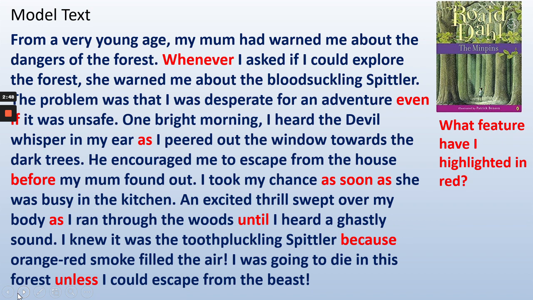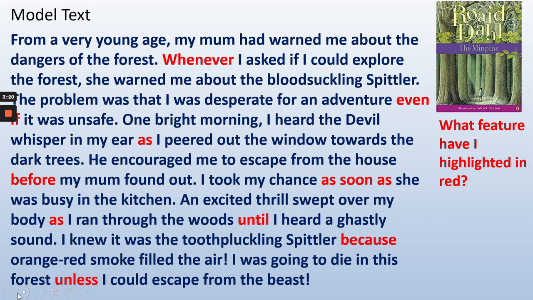I took my chance as soon as she was busy in the kitchen. An excited thrill swept over my body as I ran through the woods until I heard a ghastly sound. I knew it was the tooth-pluckling Spittler because orange-red smoke filled the air. I was going to die in this forest unless I could escape from the beast.